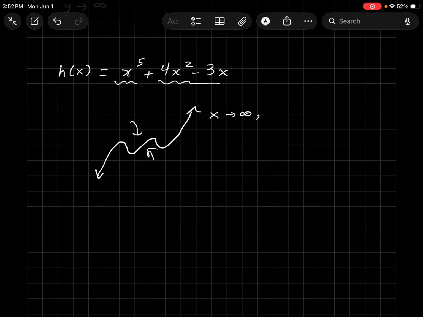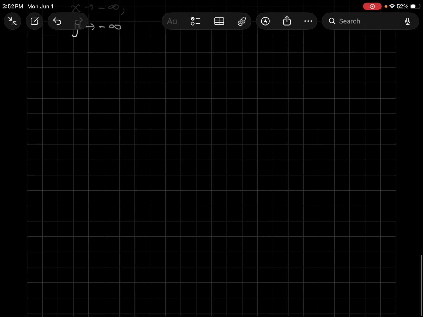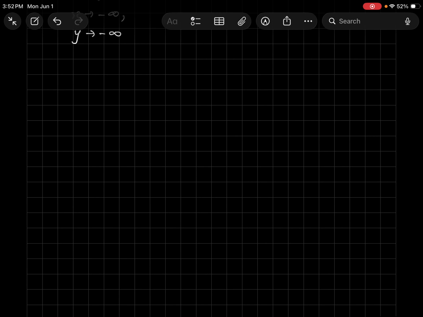As x gets really big, so does y. x goes to infinity, y goes to infinity. As x gets really big negative or really small, so does y. That is, as x goes to negative infinity, y goes to negative infinity. And we could do this with any type of polynomial. I'll do one more example for us.